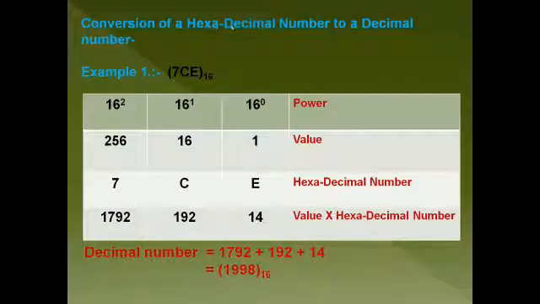Now conversion of a hexadecimal number to a decimal number. To convert any number from hexadecimal to its equivalent decimal form, follow the same method as in the case of binary to decimal or octal to decimal, but with the base as 16. First we will write the number, 7CE.